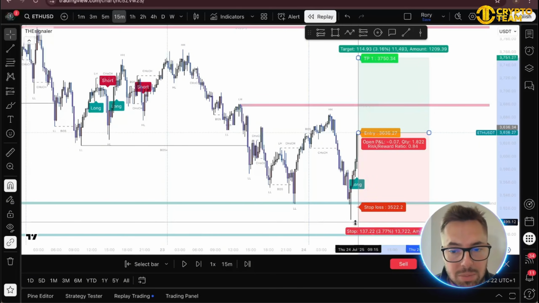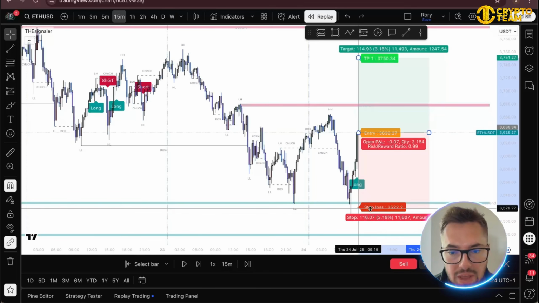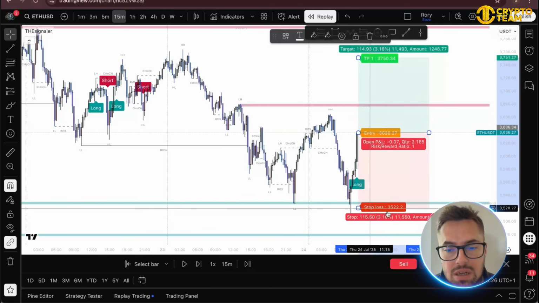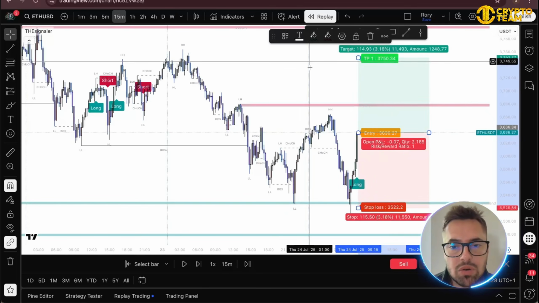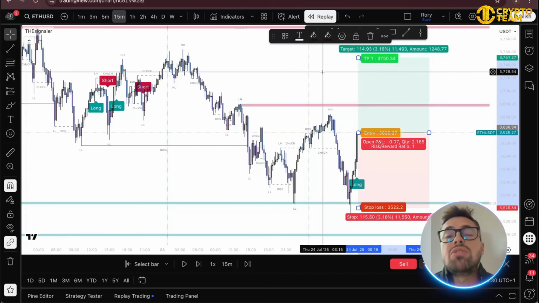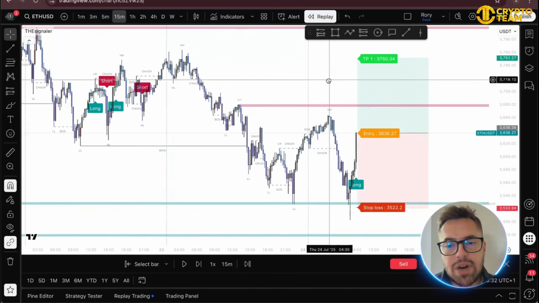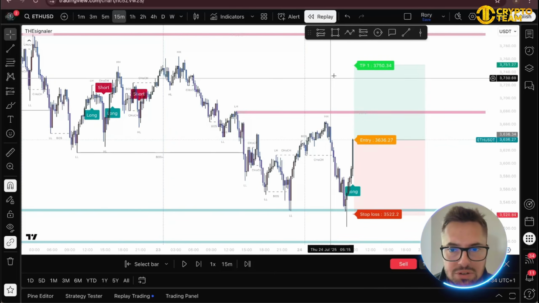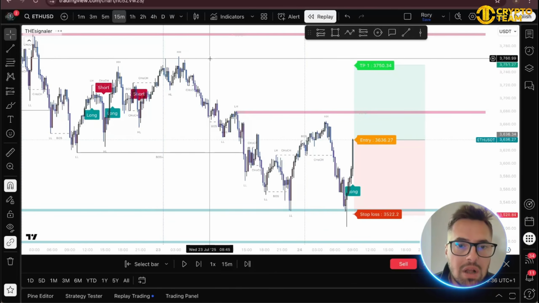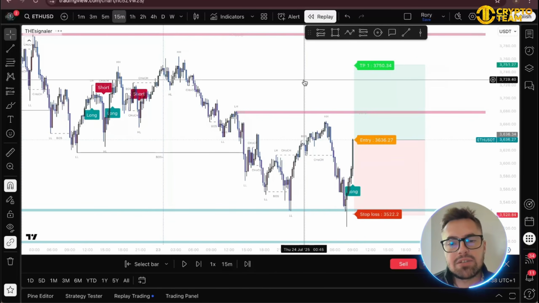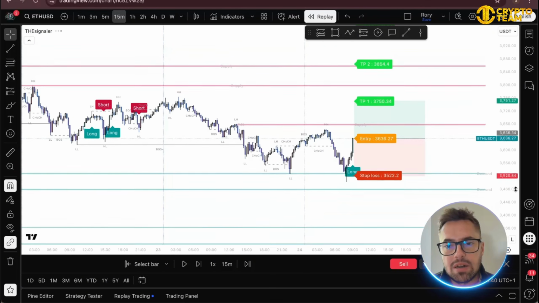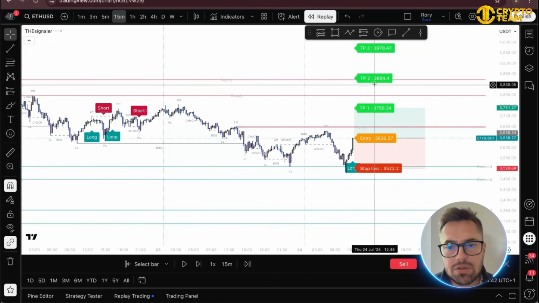If you wanted to put it behind the structural point, that's fine, you can do that. But often this gives you a much more aggressive stop loss that shouldn't be taken out due to the average true range, which is normally quite a nice prediction, to be honest. Now, the take profit is based on just 1R, 2R, 3R. So you can see here, 1, 2, 3.